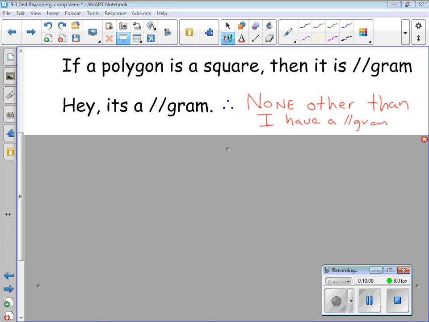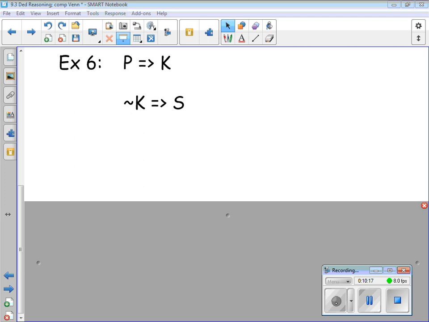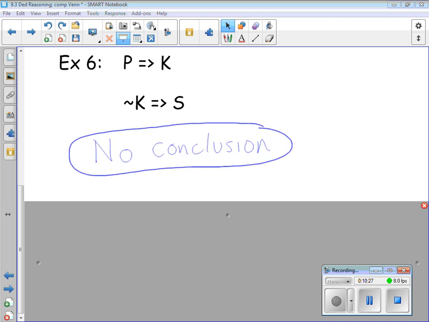Once again, this is just like the one I just did. None. I can't come to any conclusion other than I have a parallelogram. How about this one? Put me on pause. Come back and check your answer. All right, there we go.